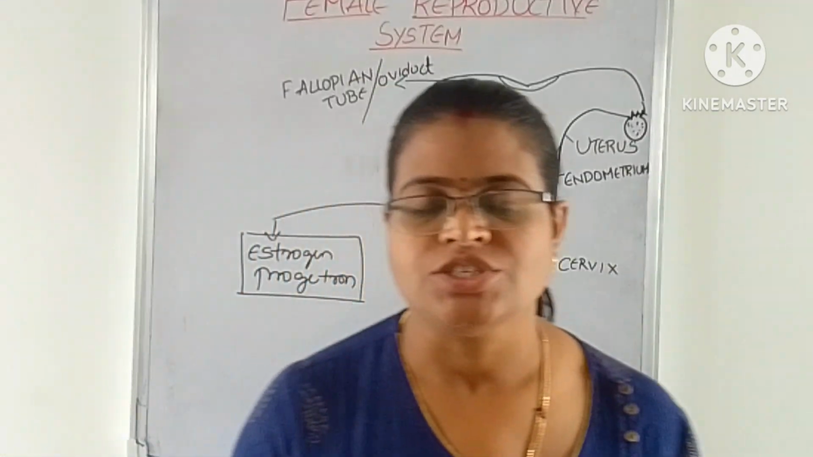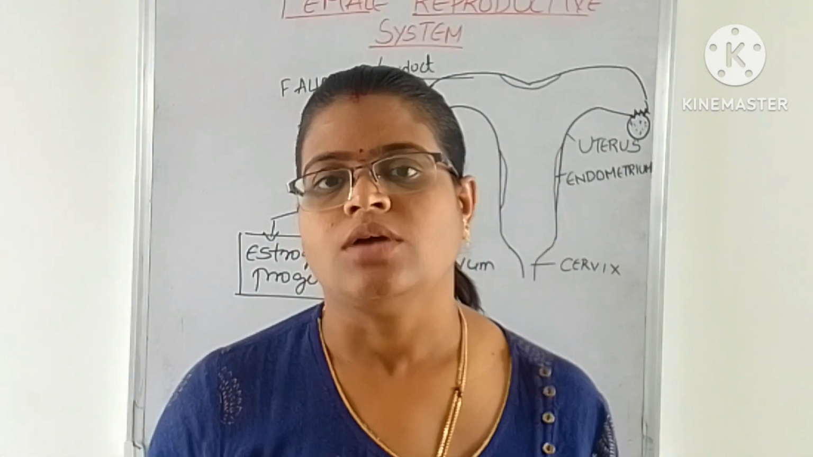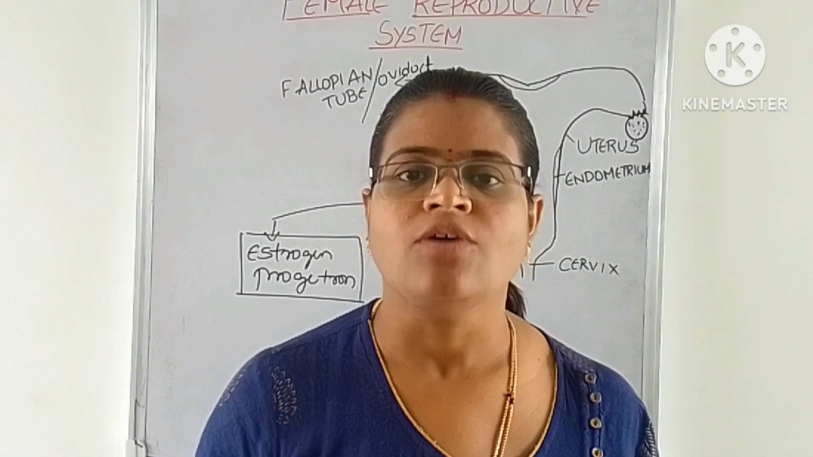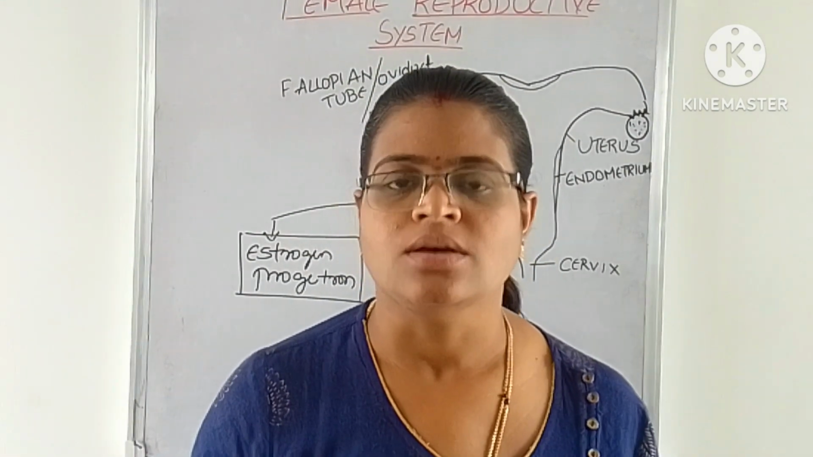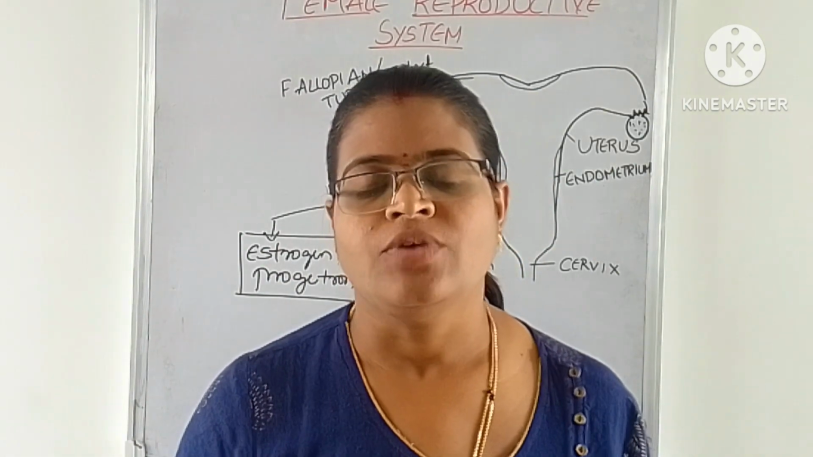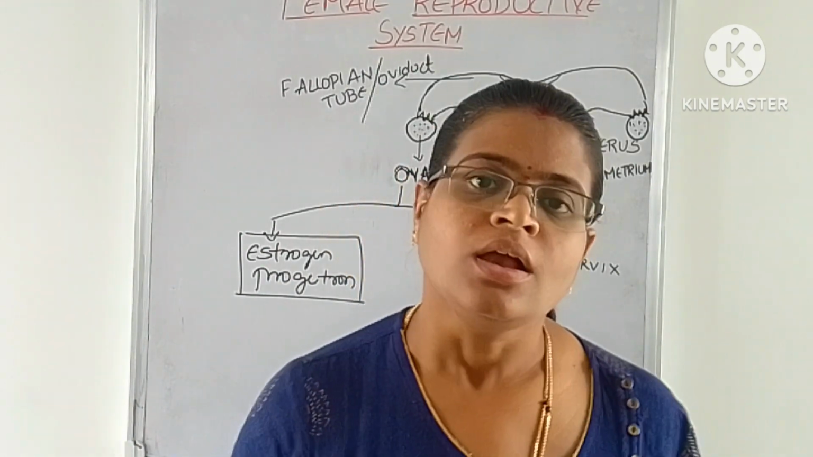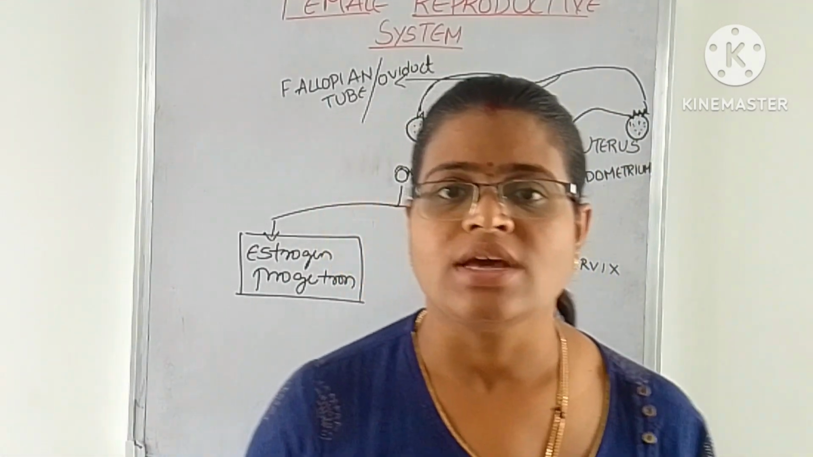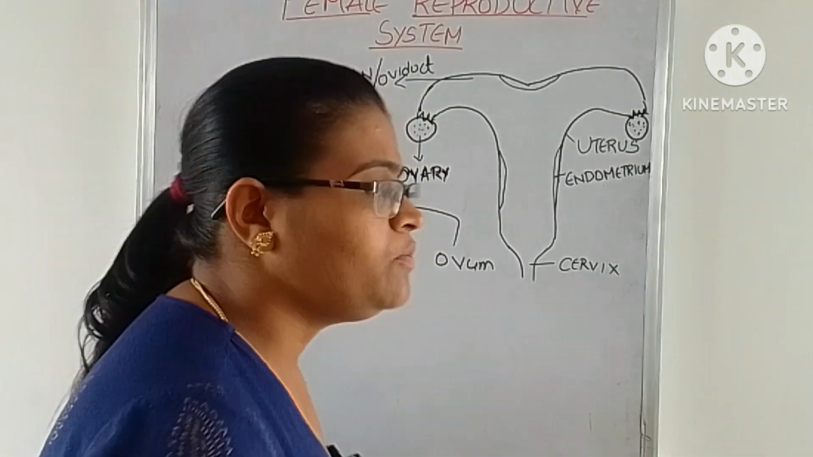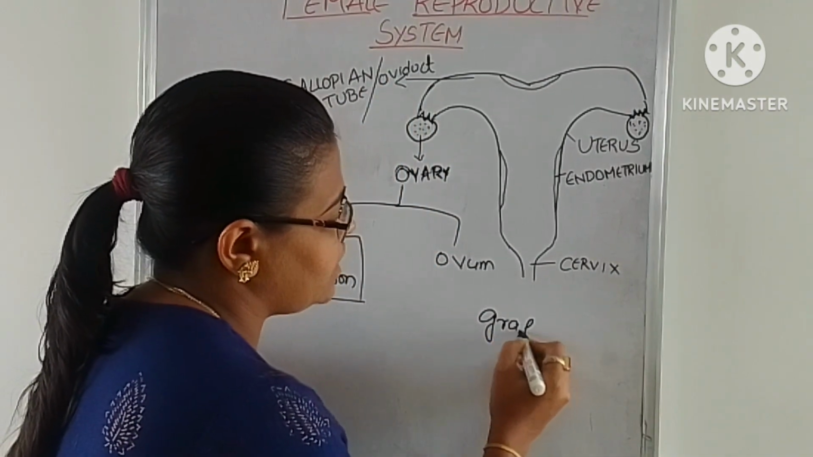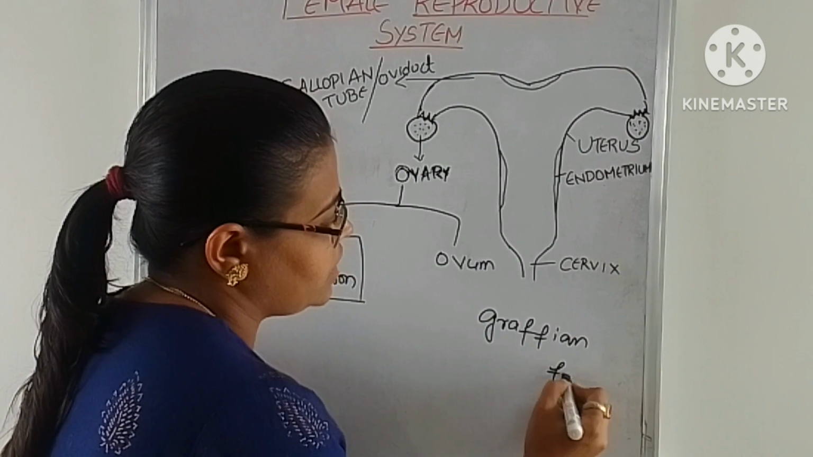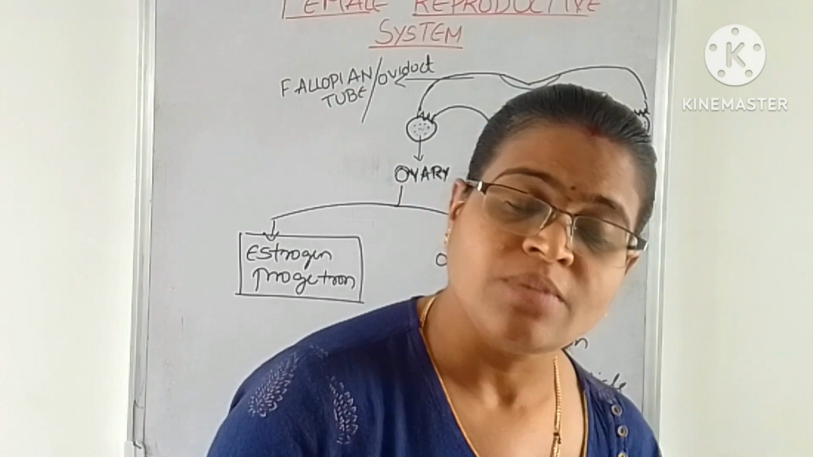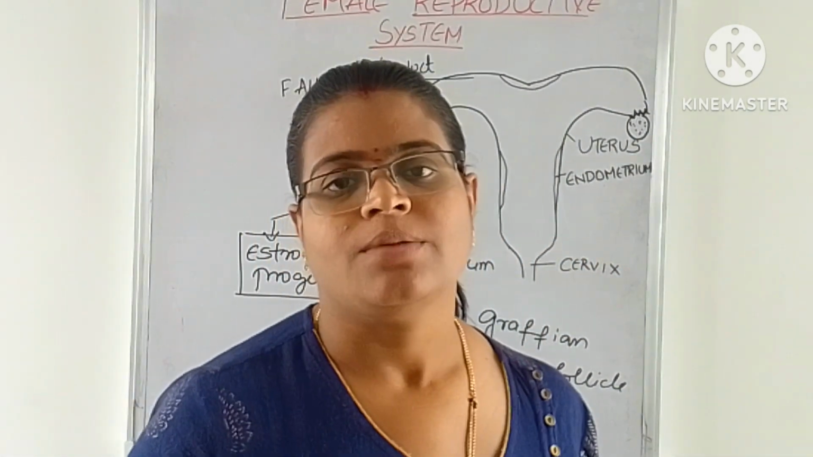So what is meant by ovulation? At the birth of a female baby, the girl will have millions of immature eggs in her reproductive system. These ovums will not be matured enough. So these are known as Graafian follicles. Graafian follicles means these are immature eggs, immature ovum which are present in the female reproductive system.